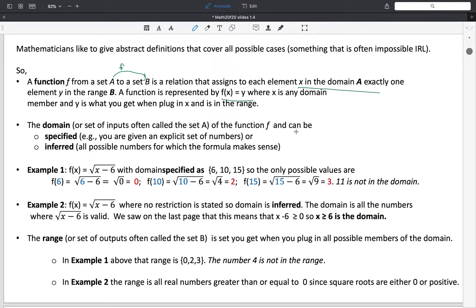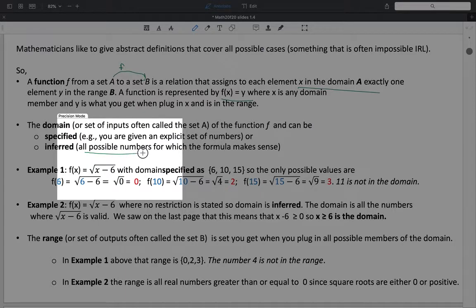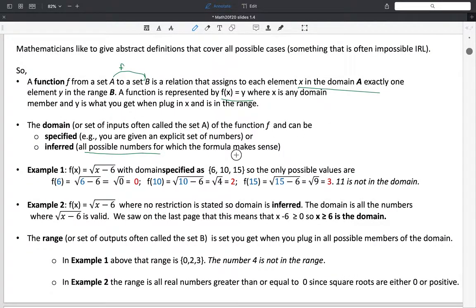The domain of a problem can be given in two ways. It can be specified, in other words, the problem states the exact domain, or it can be inferred. The problem doesn't state the domain, but you have to say, okay, any number for which the formula makes sense is possible. And remember, things that don't make sense are that you can't have a negative square root, and you can't divide by 0. That's the second rule of Math Club. The first rule of Math 20 Club is you can't take the square root of a negative number, and the second rule is that you can't divide by 0.